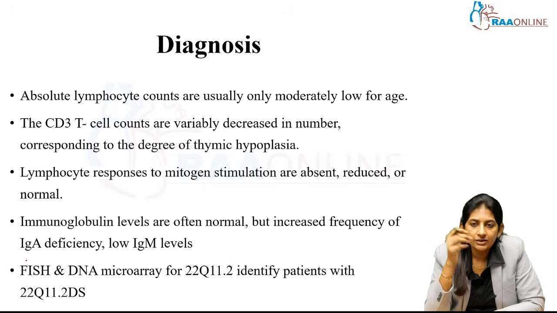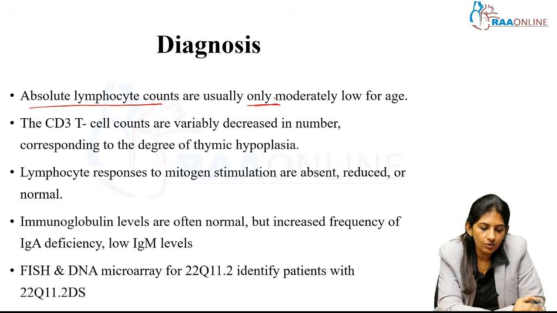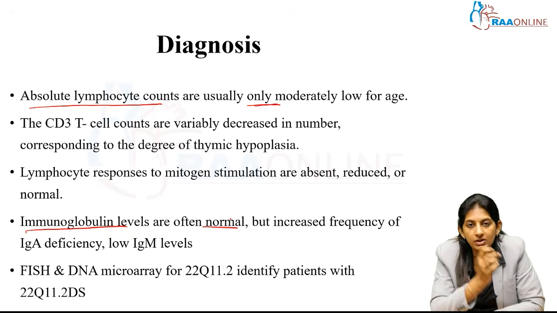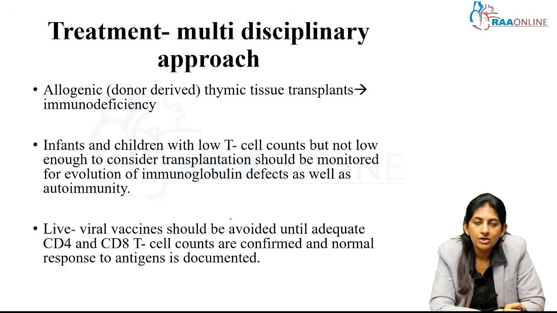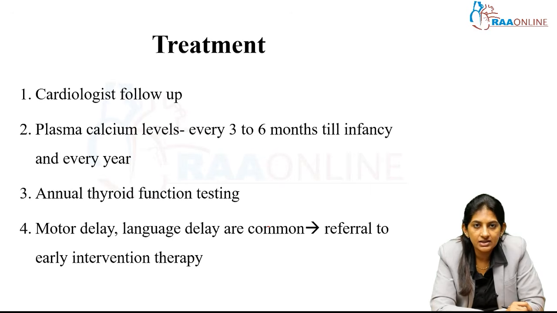And for the diagnosis, of course, at birth, if you identify, first look at the absolute lymphocyte counts, which initially are only moderately low and then keep decreasing. Immunoglobulin levels are usually normal in these children. So FISH and chromosomal microarray can identify the 22q11.2 deletion in these children. Treatment-wise, the immunodeficiency can be treated by hematopoietic stem cell transplant, and it is an immunodeficient child. So live vaccines have to be avoided until there are adequate T cell counts.